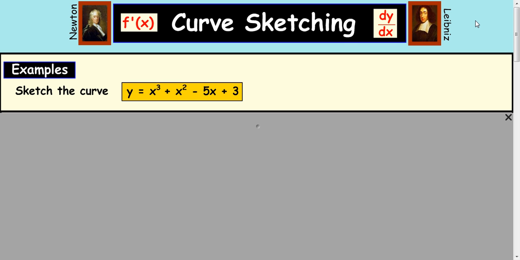In this lesson we're going to look at how to curve sketch a polynomial. Now this uses prior knowledge from the differentiation section in Unit 1 and some polynomial work from Unit 2.